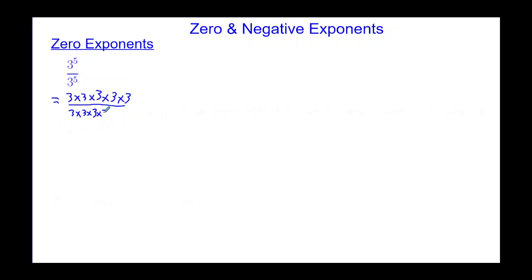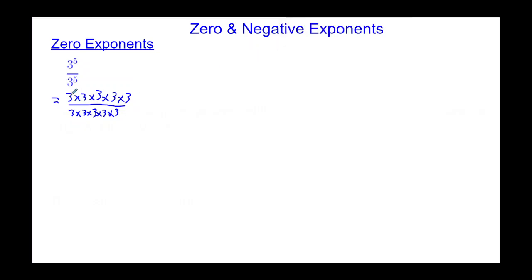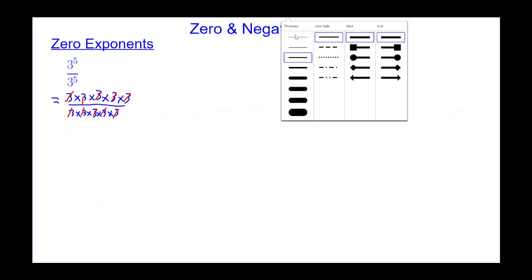And just like we did with the division example, we can divide out the 3's and get 1. So 3 divided by 3 is 1, 3 divided by 3 is 1, 3 divided by 3 is 1, and so on. So that's pretty obvious why that works. As I said, we could have just done that right from the 3 to the 5. So this is equal to 1.